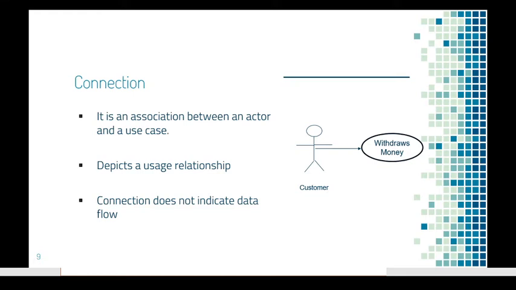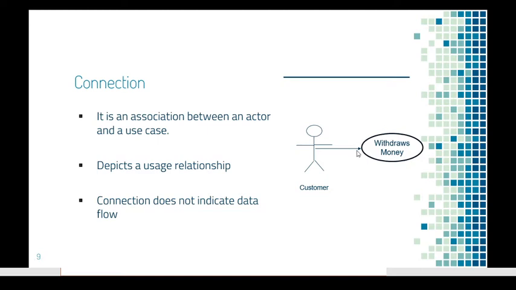It is an association between an actor and a use case. It depicts a usage relationship. So connection is a usage relationship. Connection does not indicate data flow. It does not indicate data flow, but instead it indicates the relationship or association of an actor to a use case. So for example, the customer is our actor. It has a goal or interaction or association towards our system, that is withdraw money. So that's why we have customer here, withdraw money.